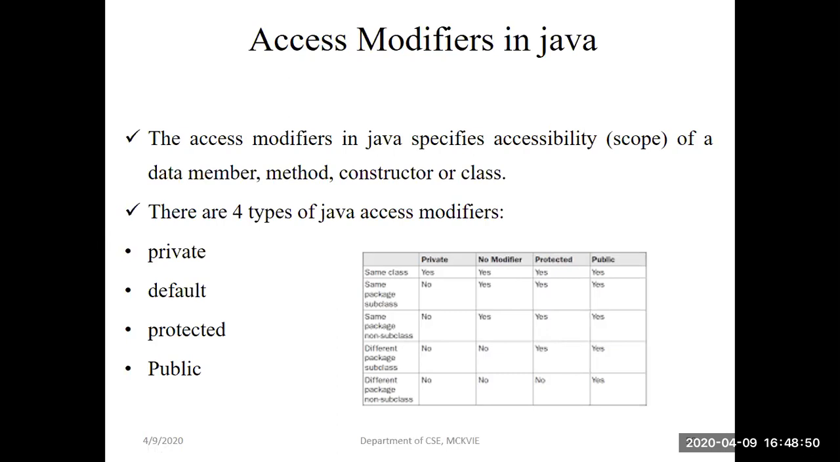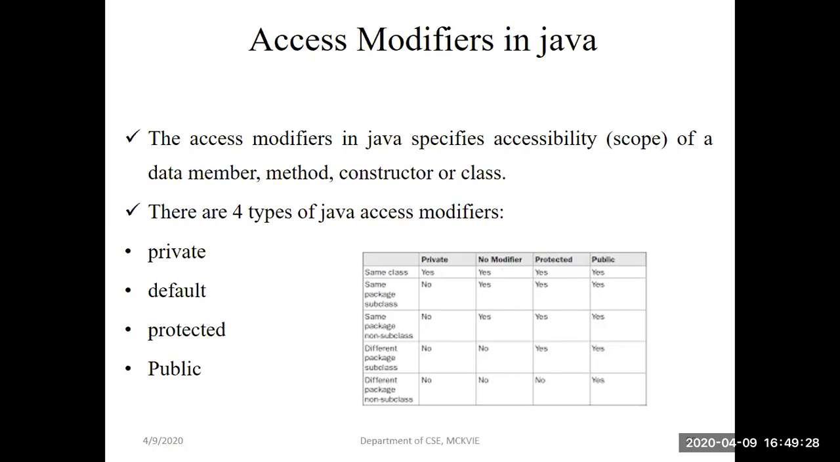I mean, if it is default, that means if you are not using any access specifier, then the accessibility of that data member or method will be like this. For own class, it is yes. Own package subclass, yes. Same package non-subclass, yes. Different package subclass, no. Different package non-subclass, no.